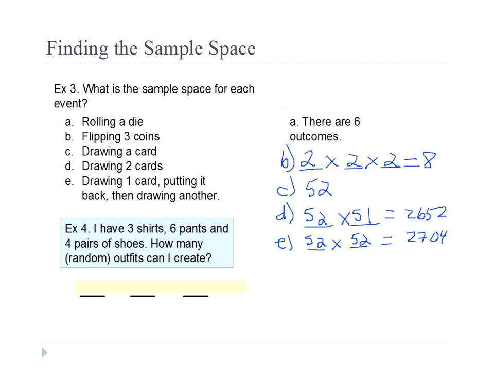For the first one, I've got 3 options. For the second one, I've got 6. And for the third one, I've got 4 options. I'm going to multiply those together. So that means that I have 72 outcomes, or 72 random outfits that I can make.